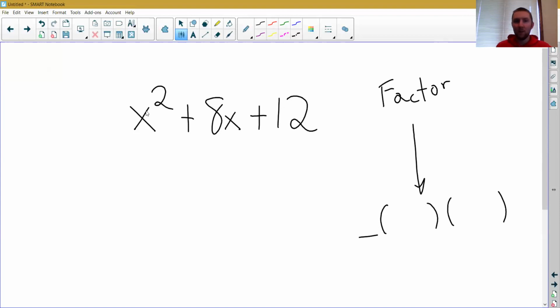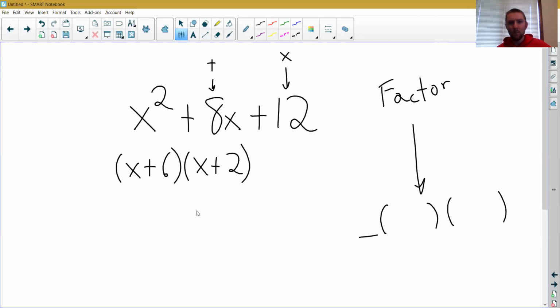When we're asked to factor ones where there was no number in front of the x squared, remember that that was simply asking what two numbers multiply to make 12 and add together to make 8. In this case, numbers that multiply to make 12 and add to make 8 would be positive 6 and positive 2. Okay, so this would be the factored form of that particular trinomial. So when we didn't have a number in front of x squared, this process was a little bit easier.